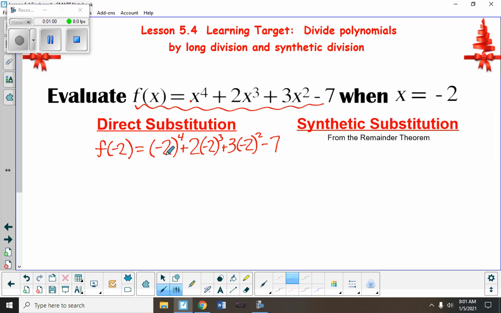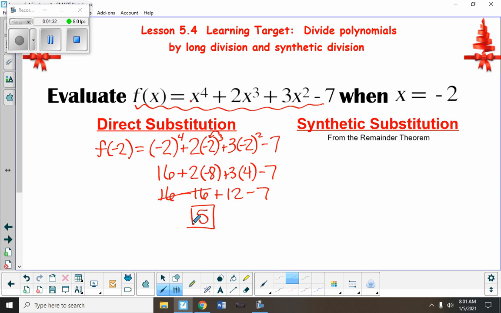Now, simplify. Remember your PEMDAS. Negative 2, that quantity to the 4th power is a positive 16. And then again, remember, use PEMDAS. We're only going to cube the negative 2. So we have the 2 outside, and that would be a negative 8. And then we have negative 2 quantity squared is 4. Okay, so now we'll simplify further. And then 16 minus 16 is 0, and then 12 minus 7 is 5. So that's your answer.